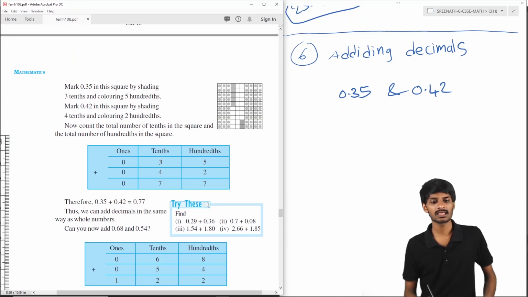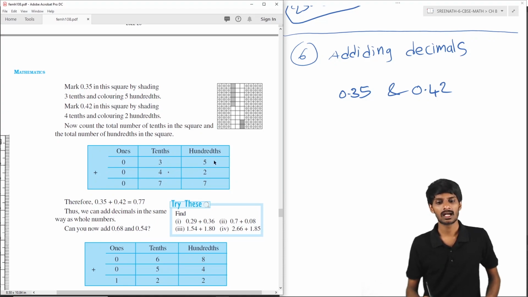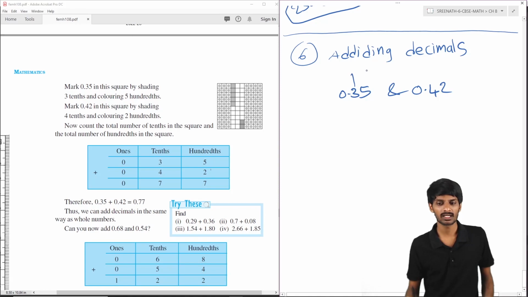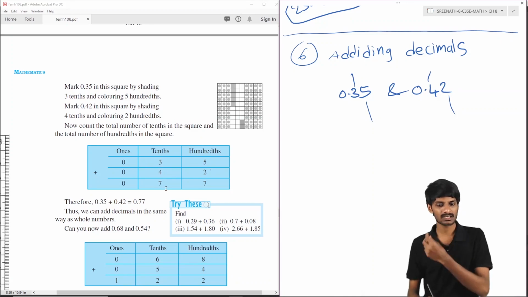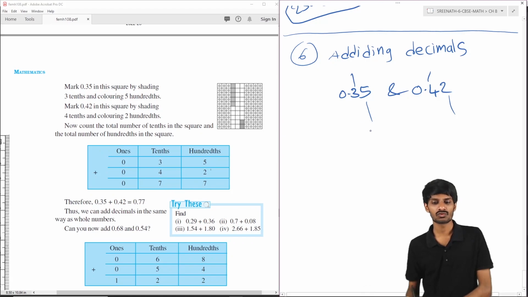Is there any 1/10ths? Yes, there are 3 1/10ths and 4 1/10ths, and 5 100ths and 2 100ths. So if you just add the 1/10ths, that is 3 plus 4 gives rise to 7, and if you add the 100ths, that is 5 plus 2 is 7. So the final answer is 0.77, students.